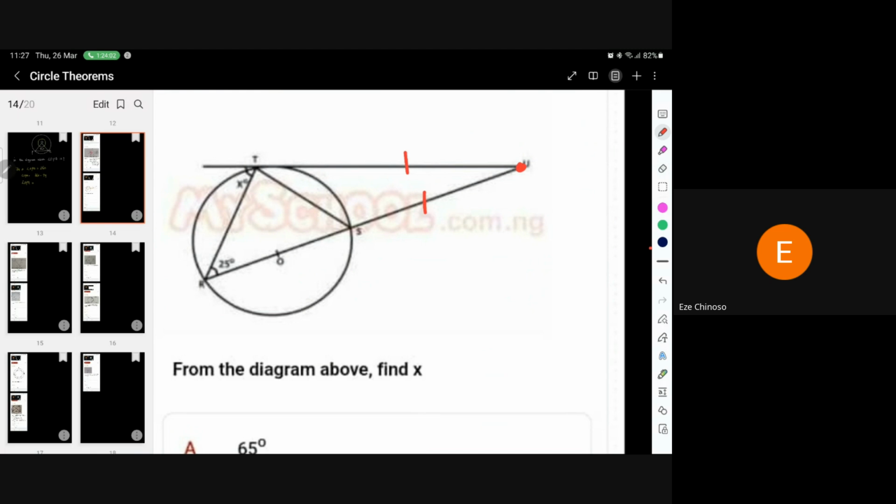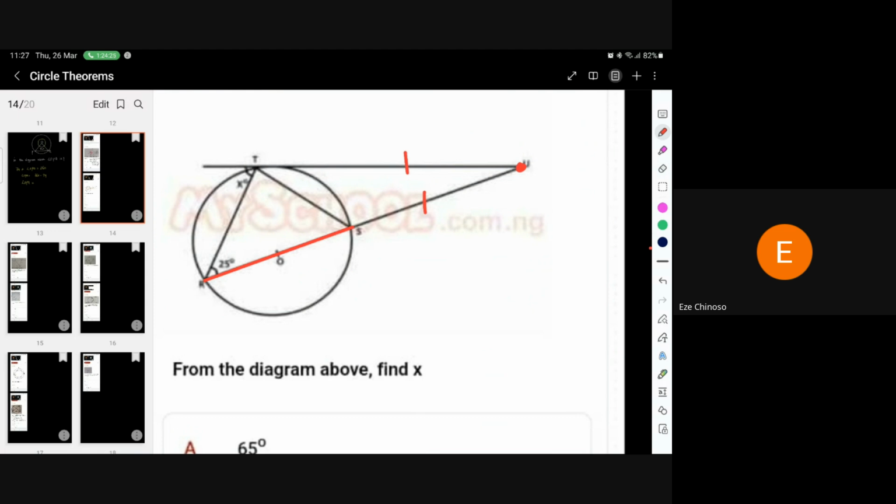Now, the next thing I'm going to look at is that we have a chord right here. This is a chord, right? And that chord is dividing the circle into two, isn't it?